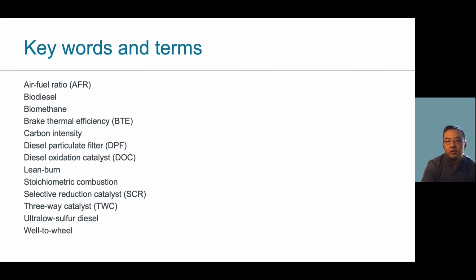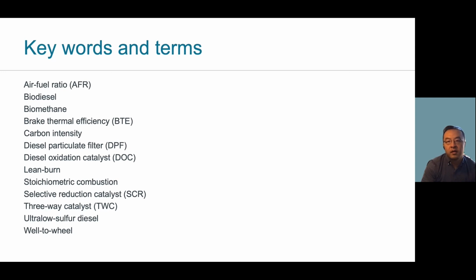We came across ultra-low sulfur diesel in Module 1, and it refers to diesel with sulfur content lower than 15 parts per million. Diesel with this amount of sulfur is required for advanced emission treatment technologies like DPFs and DOCs to properly function.